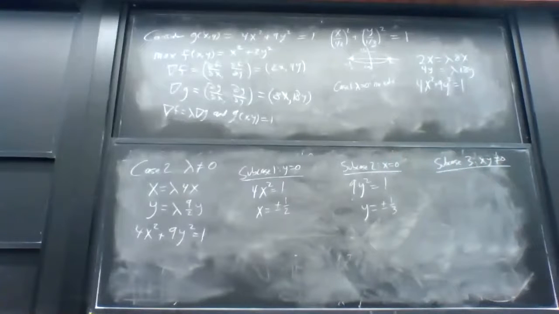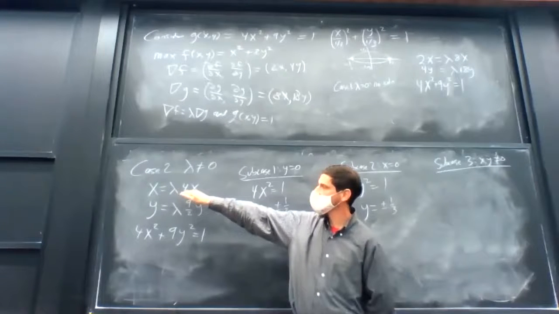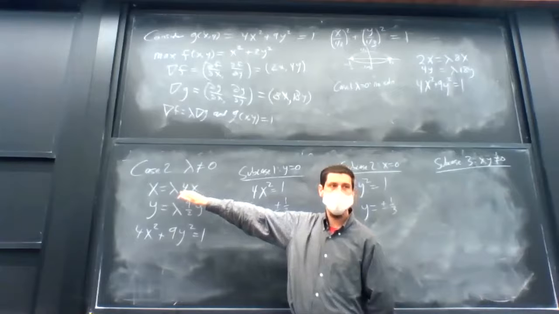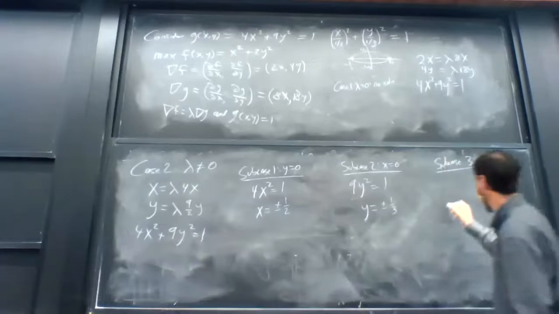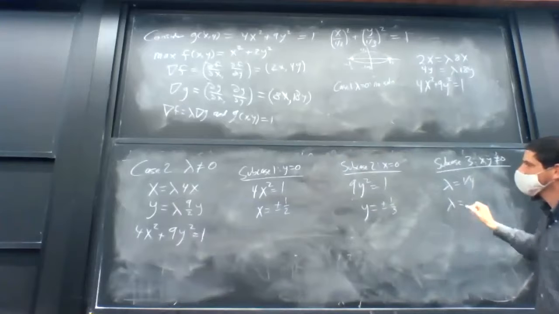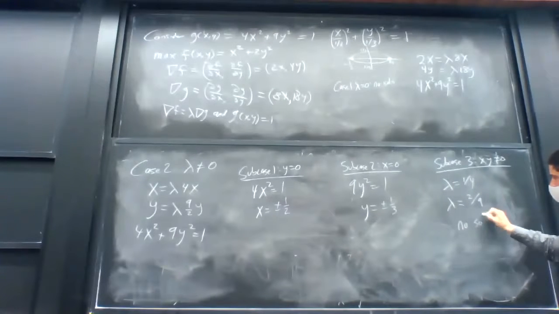And if x and y are both not 0, if x equals lambda times 4x, what do we know about lambda? Lambda is 1/4. But when we look at the second equation, what do we know about lambda? Lambda is 2/9. So no solution.